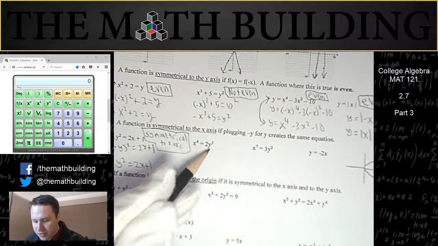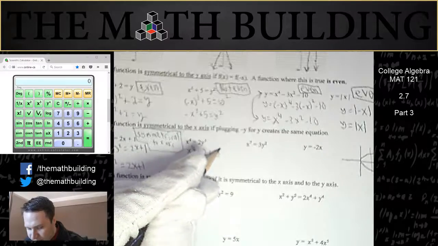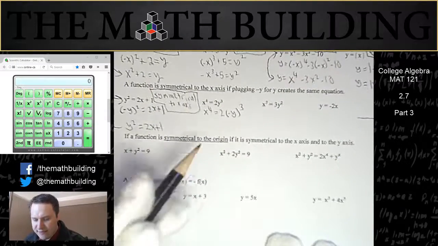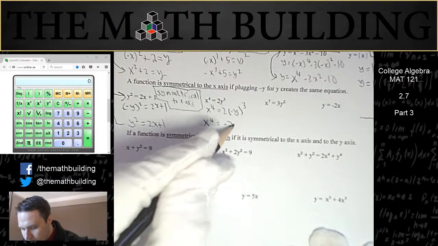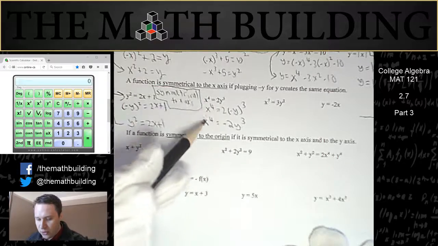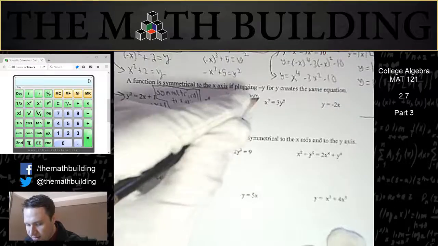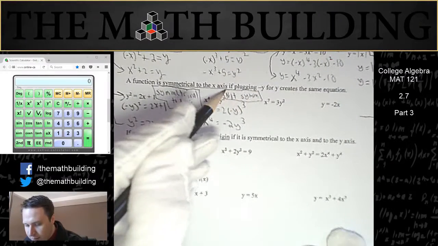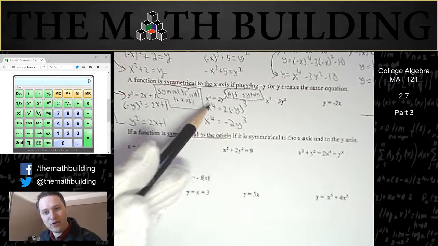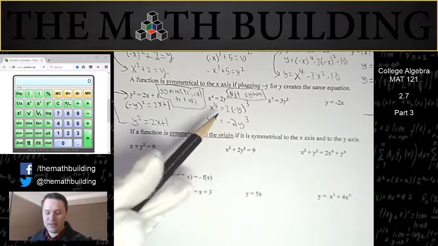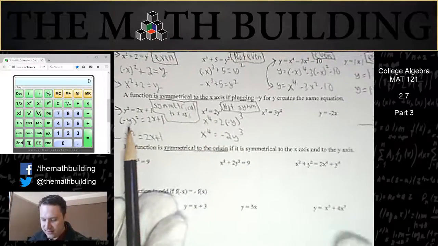How about this one? If we plug in a negative y here, you can probably guess what's going to happen. Because we have negative y to the third, that negative doesn't cancel. And so these two equations are not the same, so that's not symmetrical to the x-axis. Do you think that it would be symmetrical to the y-axis, though? Yes, because of that x to the 4, if we replaced x with negative x, we would get the same equation. So this one would be symmetrical to the y-axis, but as we can see, not the x-axis.